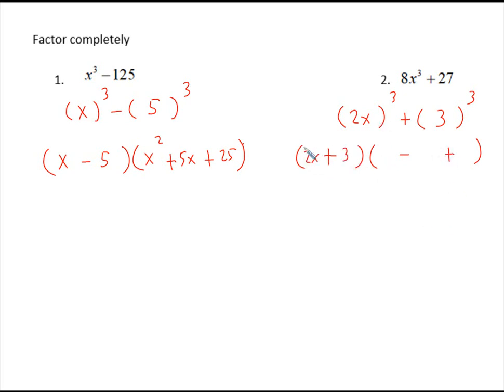2x and the 3. I square the 2x, 4x squared. Multiply the 2x and 3, that's 6x. 3 squared is 9. Okay? And that's your answer.